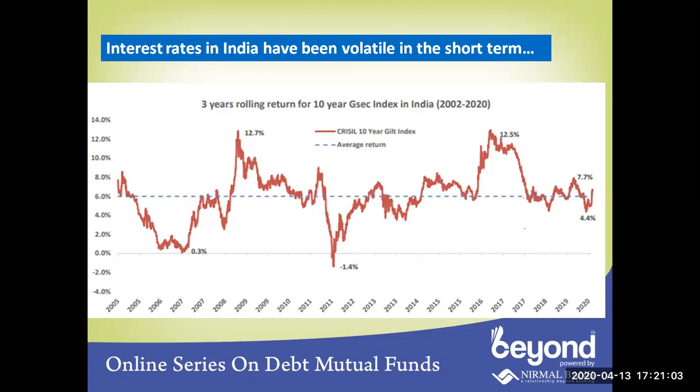On that basis, you can see how volatile the interest rate in India has been. 3 years is a very short period. If you look at the return variation, it is from as low as minus 1.4% to as high as 12.7%. So this kind of volatility you can witness in the interest rates of the Indian debt market as well.